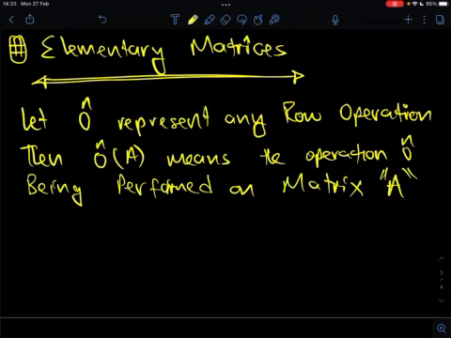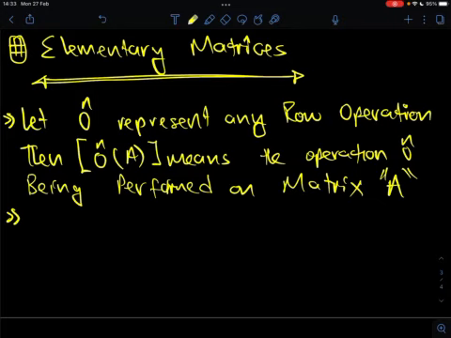Every time you see this notation whereby we write something as OA, it simply means that particular row operation is being applied on the matrix A, because the O with a hat always stands for an operation. So whenever you see an operation written like that, it means it's operating on that matrix A, which is input as the argument. Having this information, it is now time to define what exactly an elementary matrix is.